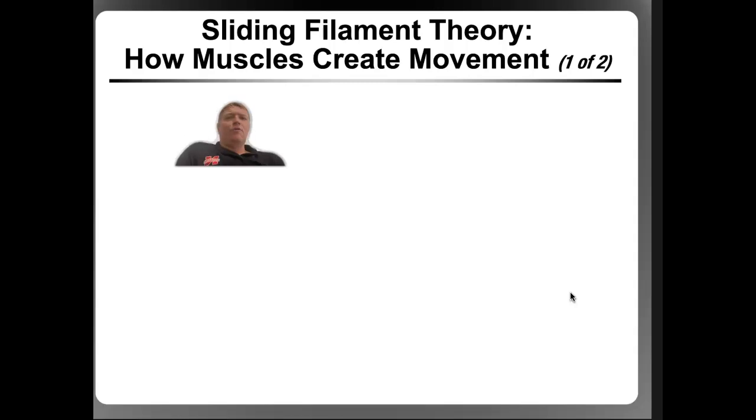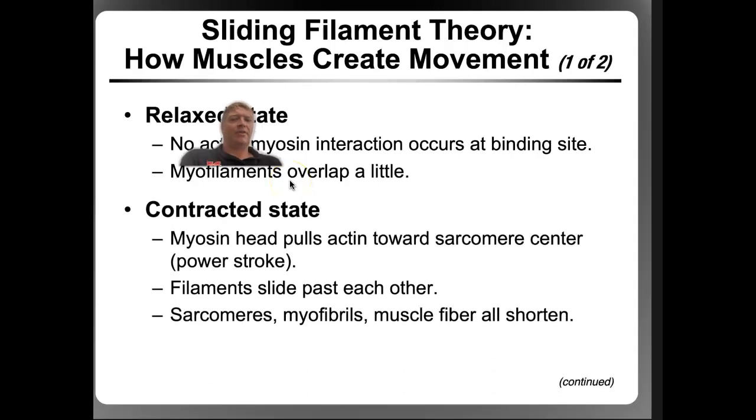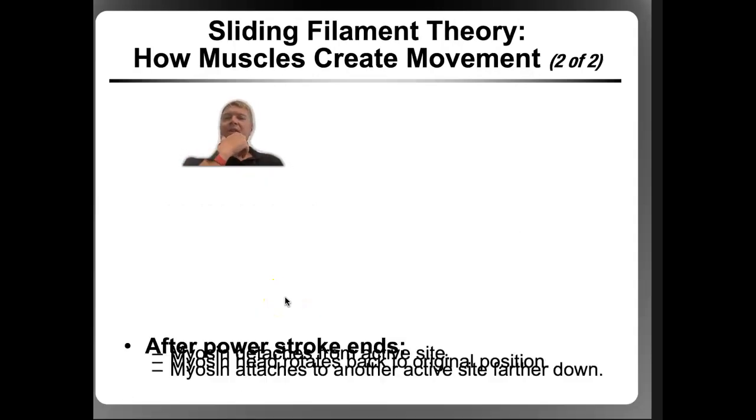All right, so sliding movement theory. Again, we kind of went over this in the video, but we're just going to touch on it here. In a relaxed state, the actin and myosin are not binding, and the myofilaments may overlap just a little bit. In a contracted state, that pulls them together, and now they overlap. Everything is shortened.